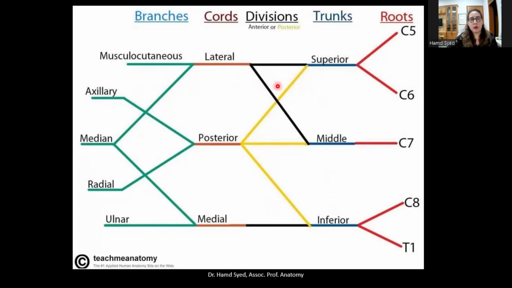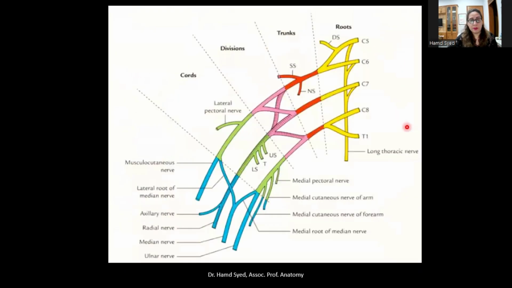Another point that you have to remember is that the divisions do not give rise to any branches. The major branches arise at the end, and these are the 5 over here. Other than that, there are also some minor branches from the brachial plexus, and we are going to now look at those branches as well.